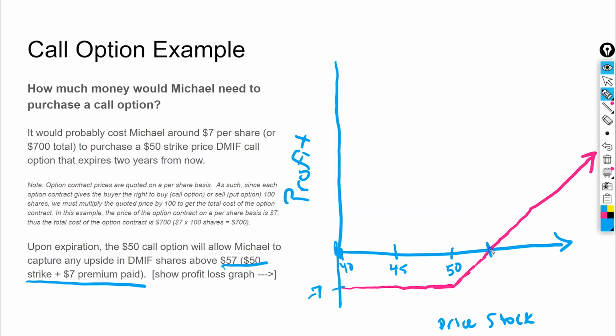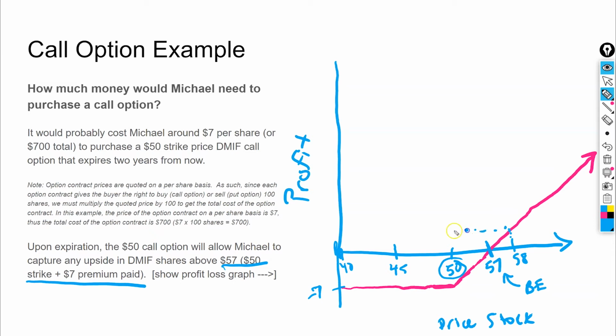Now this point where it crosses the axis mathematically should be the strike price of 50 plus the premium paid of 7. So your break even, let's call that BE, break even, would be at $57 for this call option. So really he starts to profit above $57, every dollar that the stock goes up.